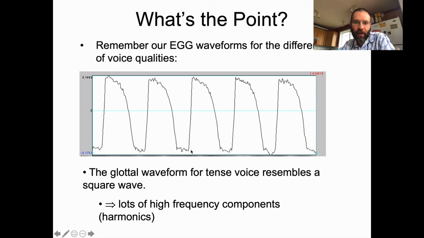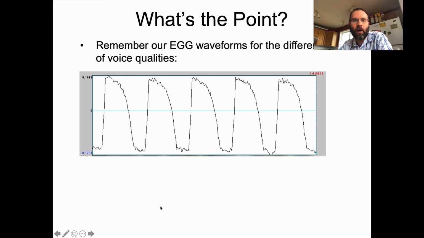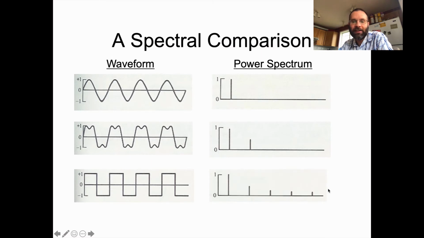But if I'm leveling off here at the bottom and the top, I'm basically getting something that looks like a square wave. To get that mathematical pattern, you need lots of high frequency components like we saw on the previous slide. You need these little bitty guys at the top end to square things off and make rapid changes in the waveform.